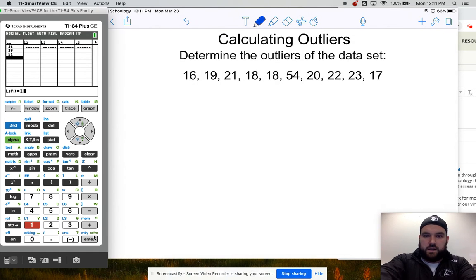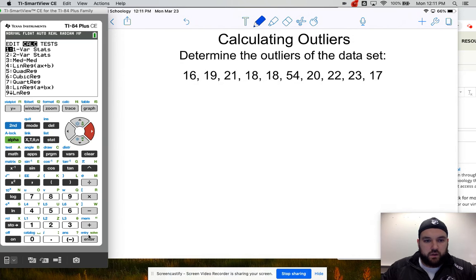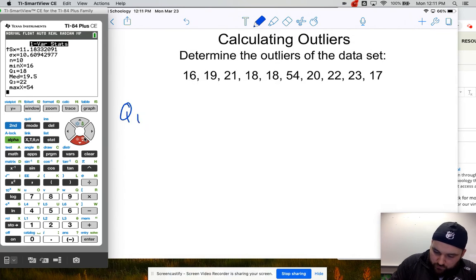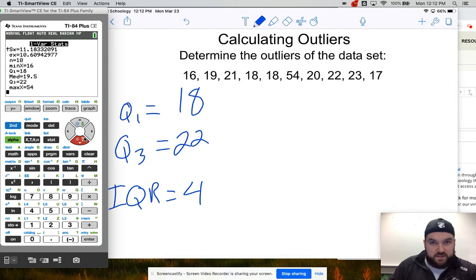19, 21, 18, 18, 54. If you mess up one number in this, then everything is going to get thrown off. 54, 20, 22, 23, and 17. Okay, so I go stat, over to calc, calculate this. I get Q1 is 18, Q3 is 22, so the IQR is 4, because that's how far apart 22 and 18 are.